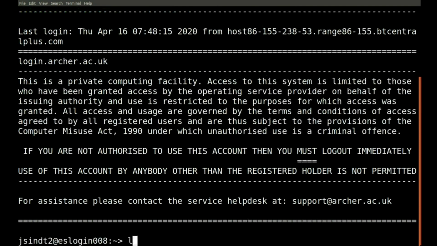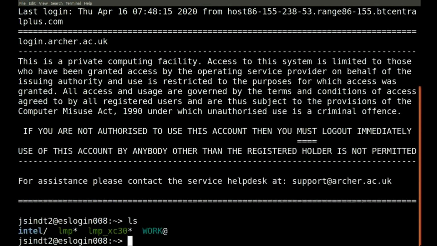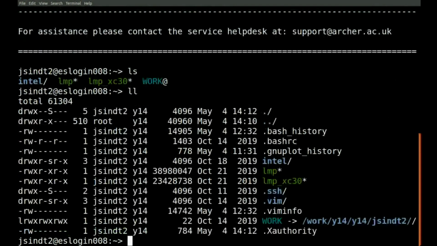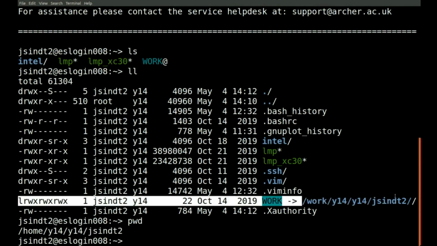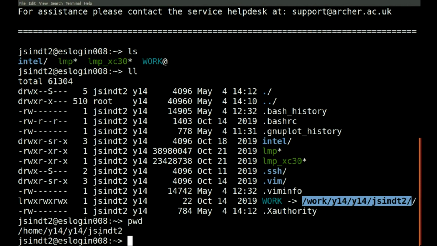So you log into Archer, you should have a completely empty directory. Everyone on Archer has two directories. You all have a home directory in /home/whatever project/your name, and everyone also has access to a personal work directory. I think for this course, the home directory and work directory size are both equal at 10 gigabytes, so I might be wrong. But quite often for bigger projects, the work directory tends to have more space.